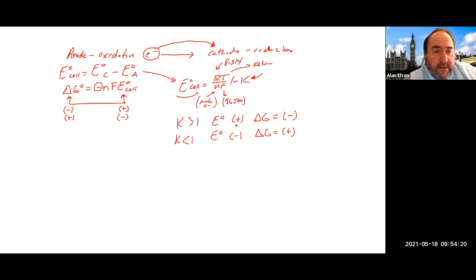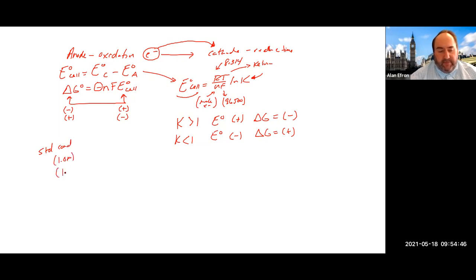So what we're going to talk about now is the effect of concentration within galvanic cells. A lot of times we see standard conditions. And a reminder, when we talk about standard conditions, kind of normal table-type conditions, when we're dealing with molarity, that's 1 molar.